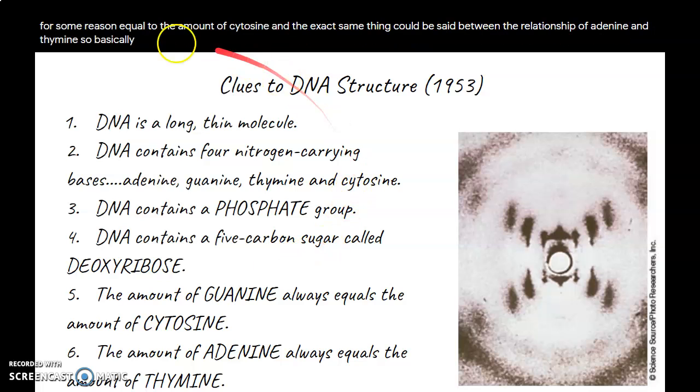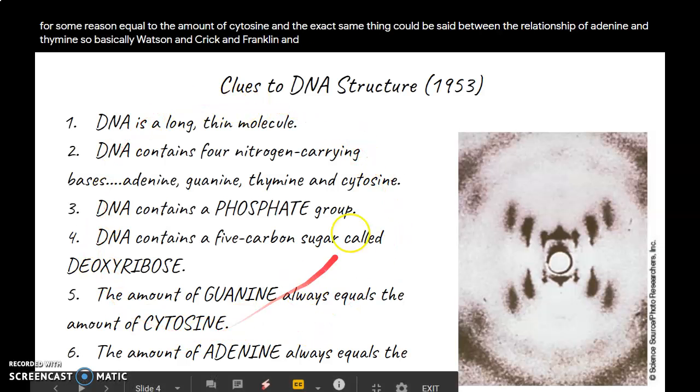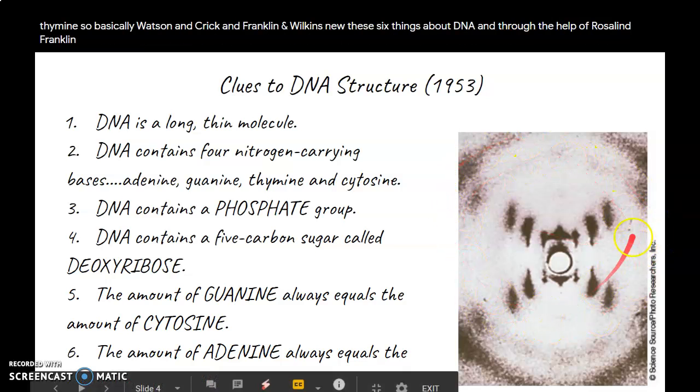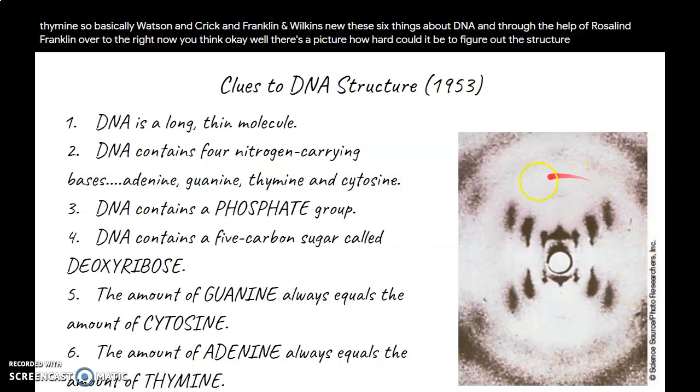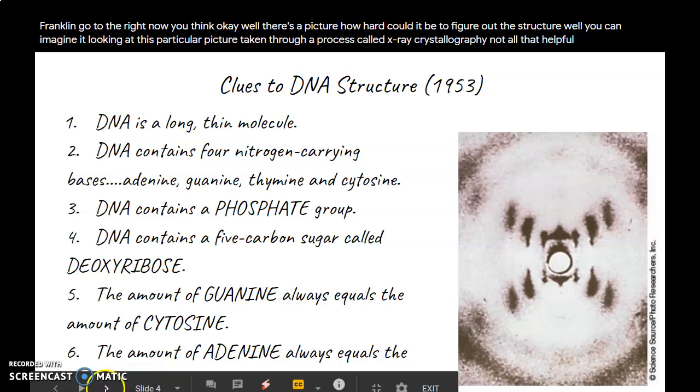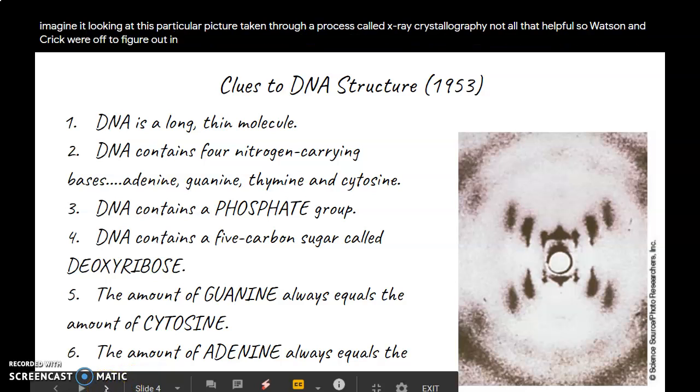So basically, Watson and Crick and Franklin and Wilkins knew these 6 things about DNA, and, through the help of Rosalind Franklin, had this picture that you see over to the right. Now you think, okay, well, there's a picture. How hard could it be to figure out the structure? Well, you can imagine that looking at this particular picture, taken through a process called X-ray crystallography, not all that helpful. So Watson and Crick were off to figure out, in 1953, the basic structure of DNA.